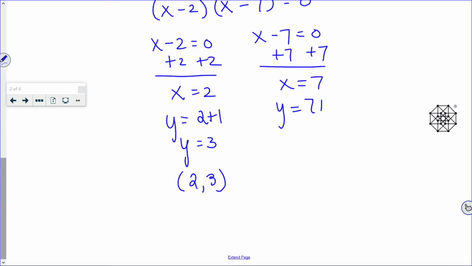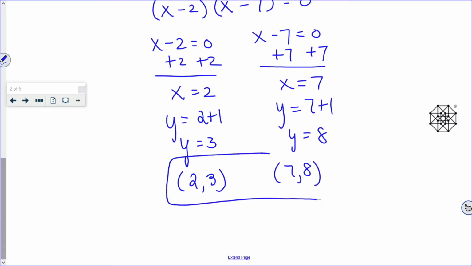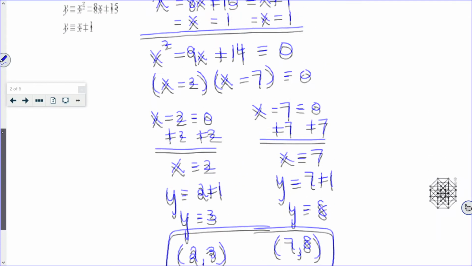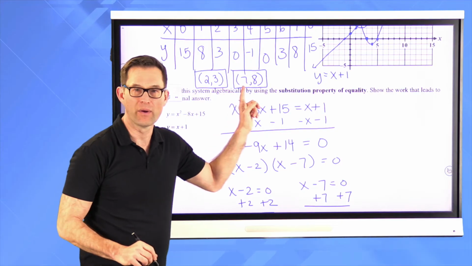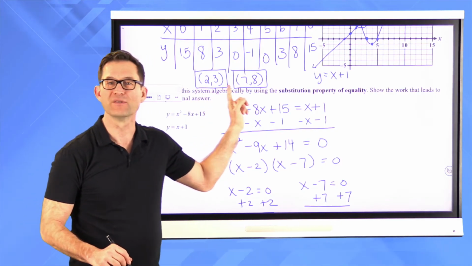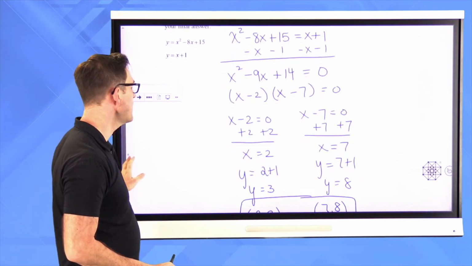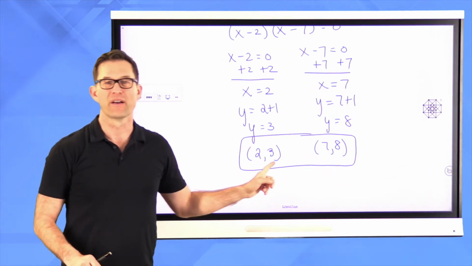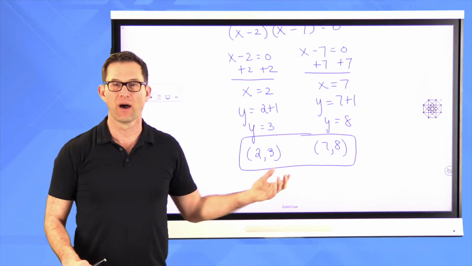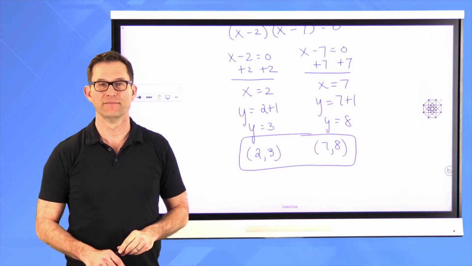y is equal to 7 plus 1, y is equal to 8, giving me (7, 8). And that is exactly what we had up here, right? When we solved it graphically, we found they intersected at (2, 3) and (7, 8). And when we solved it algebraically, we found that they intersected at (2, 3) and (7, 8).